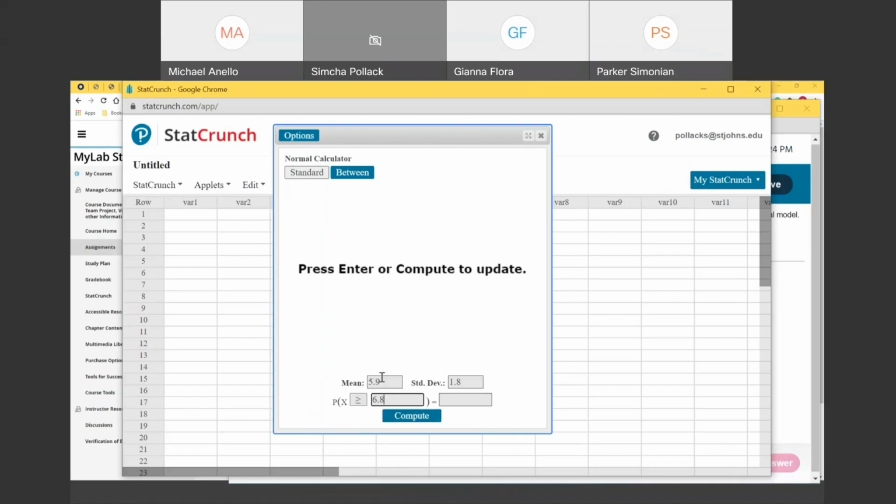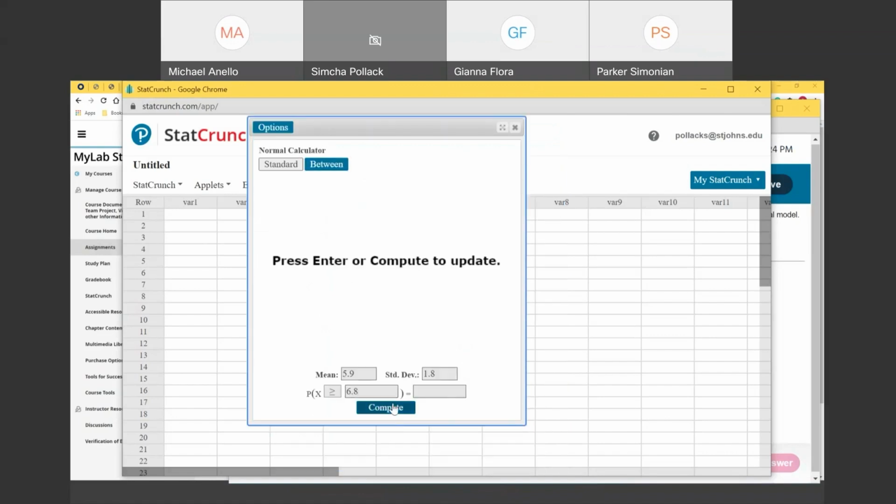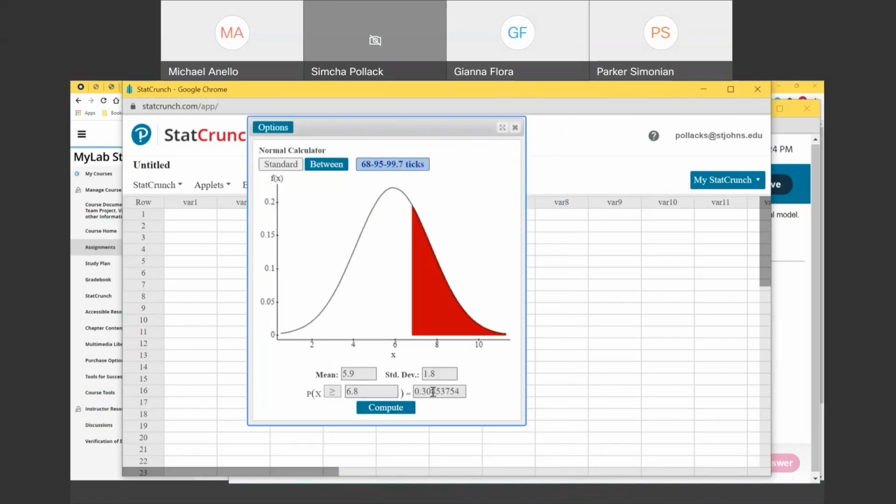So we plugged in the number they gave us, we plugged in this number, we plugged in this number. We changed this to a greater than, because remember we want everything to the right of 6.8, and then we hit compute, and the answer is 0.0308.